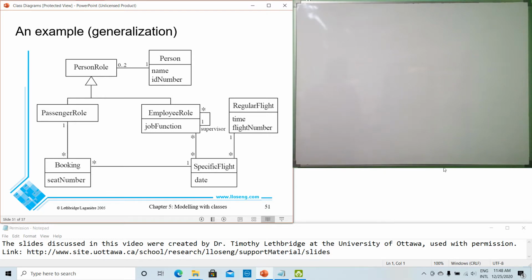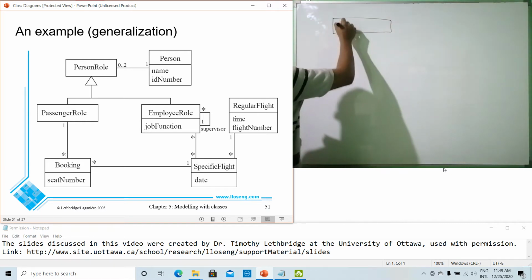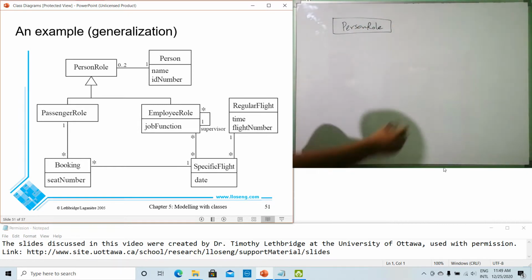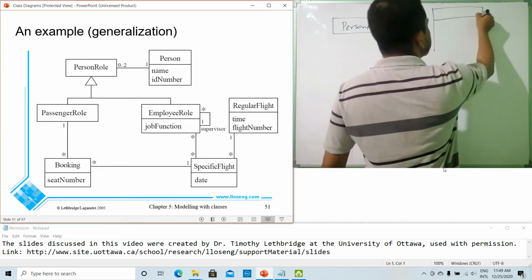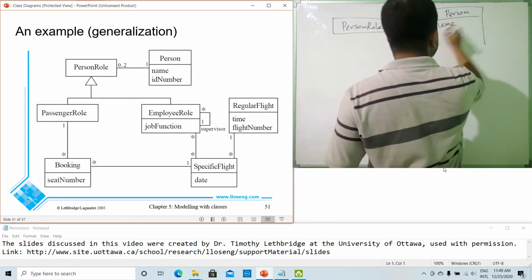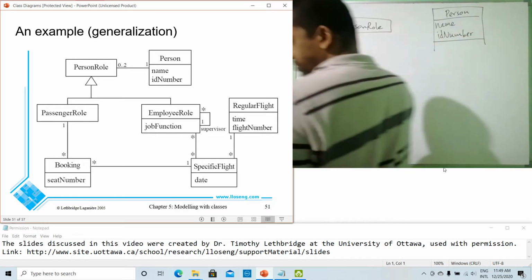So this particular slide I have discussed in a different way without generalizations in our fourth video, class diagrams number 4. Here we have identified generalizations. Now we have generalized it as person role. In the person class, there are two attributes, name and ID number.